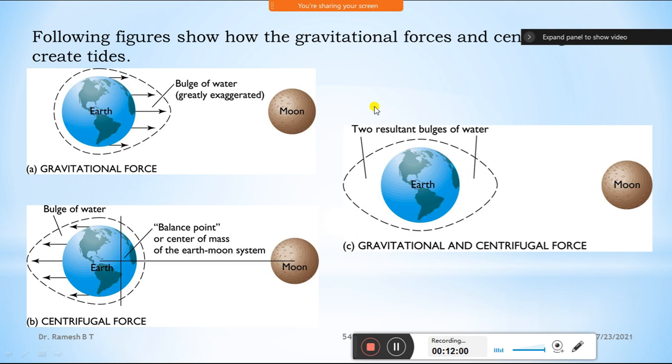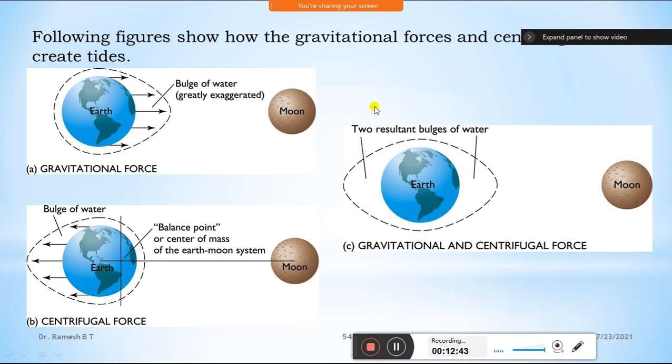Coming to the reason for these tides: a gravitational force as well as a centrifugal force. The moon's gravitational pull generates something called the tidal force. I am repeating, the moon's gravitational pull generates the tidal force. The tidal force causes the earth and its water to bulge out on the side closest to the moon and on the side farthest from the moon.